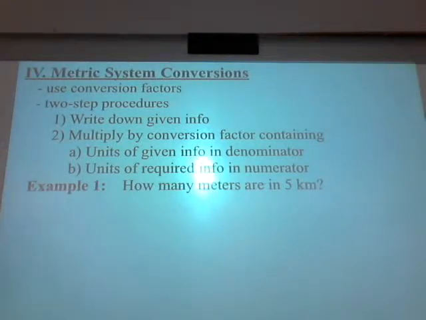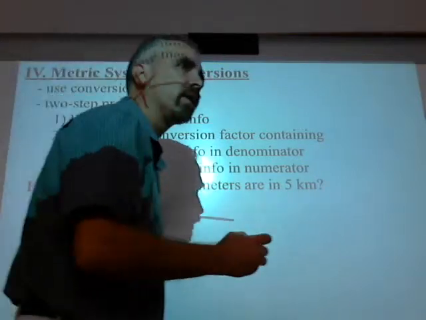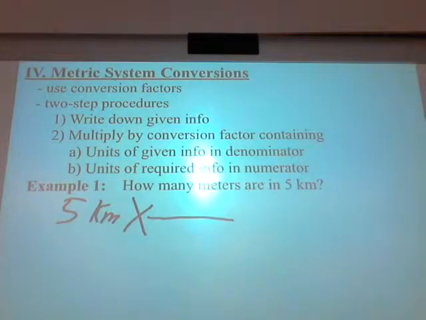Let's read the steps. First step, what am I going to do, Caitlin? What am I going to write down? Which is? 5 kilometers. Exactly. So I write down 5 kilometers. Now, the second step is to multiply by a conversion factor.